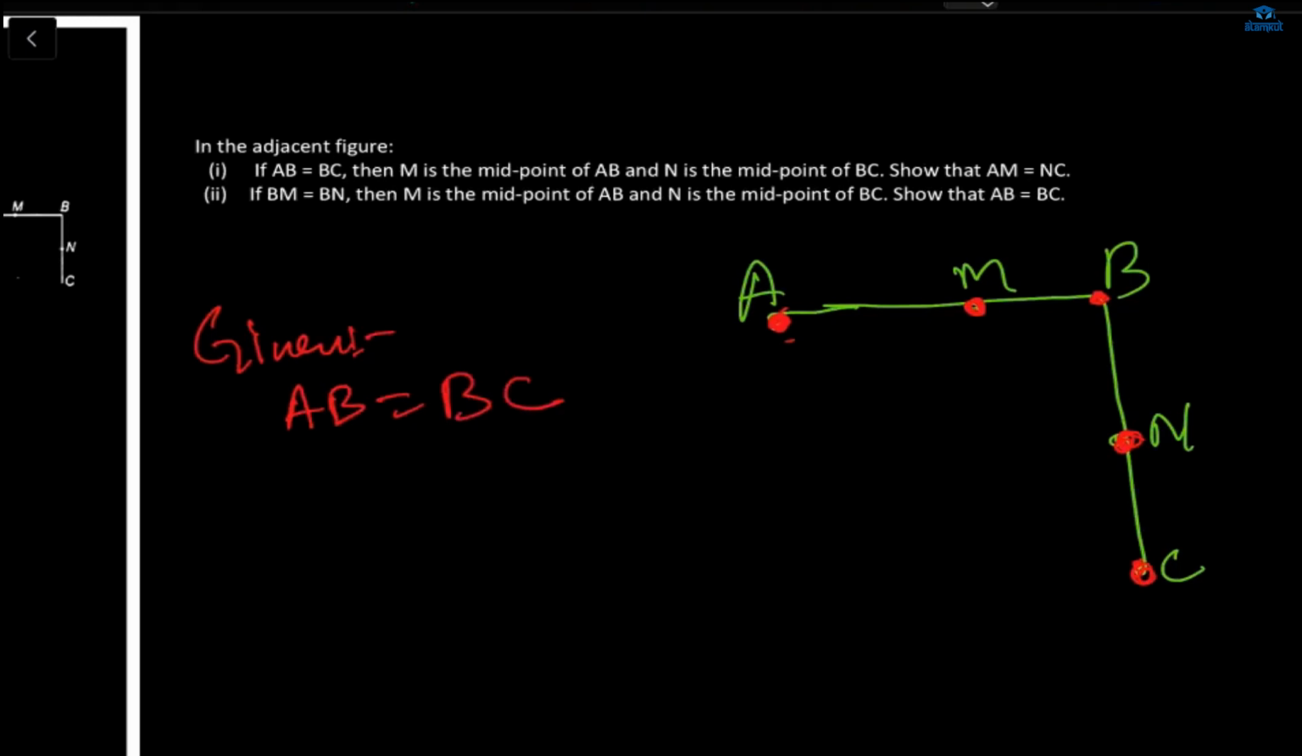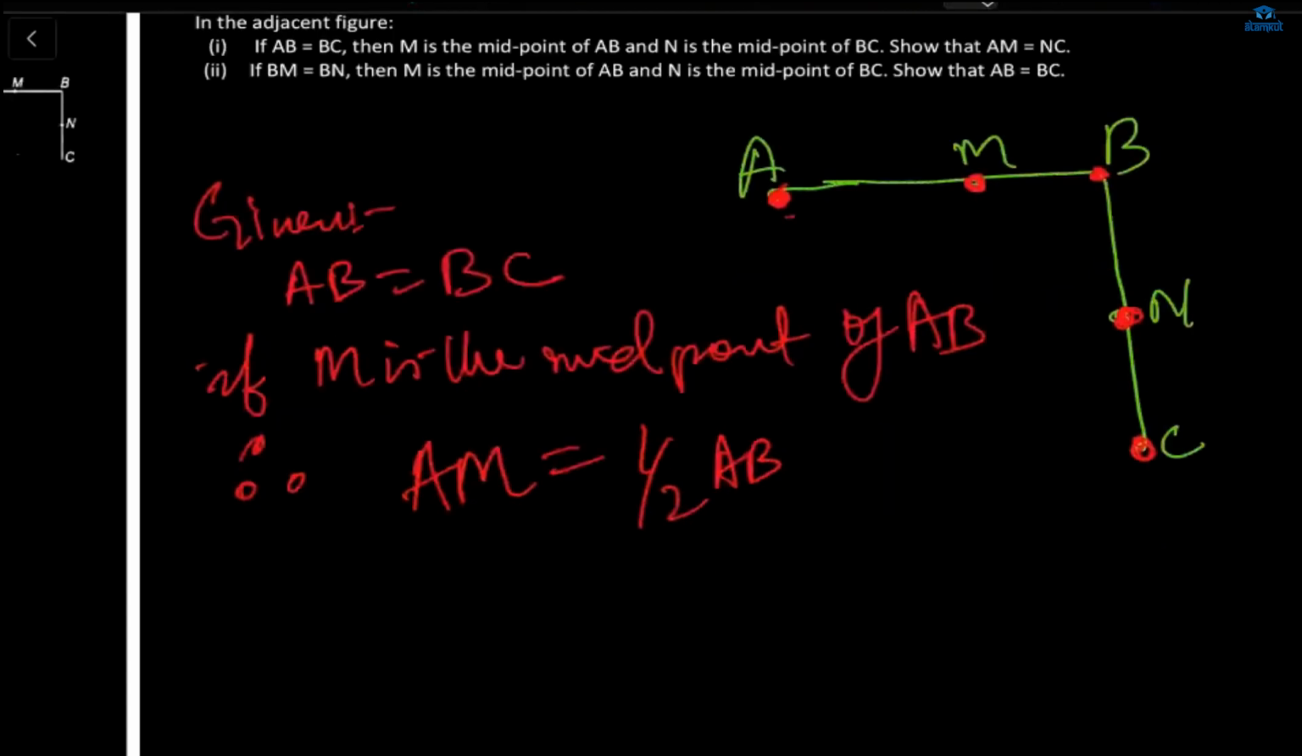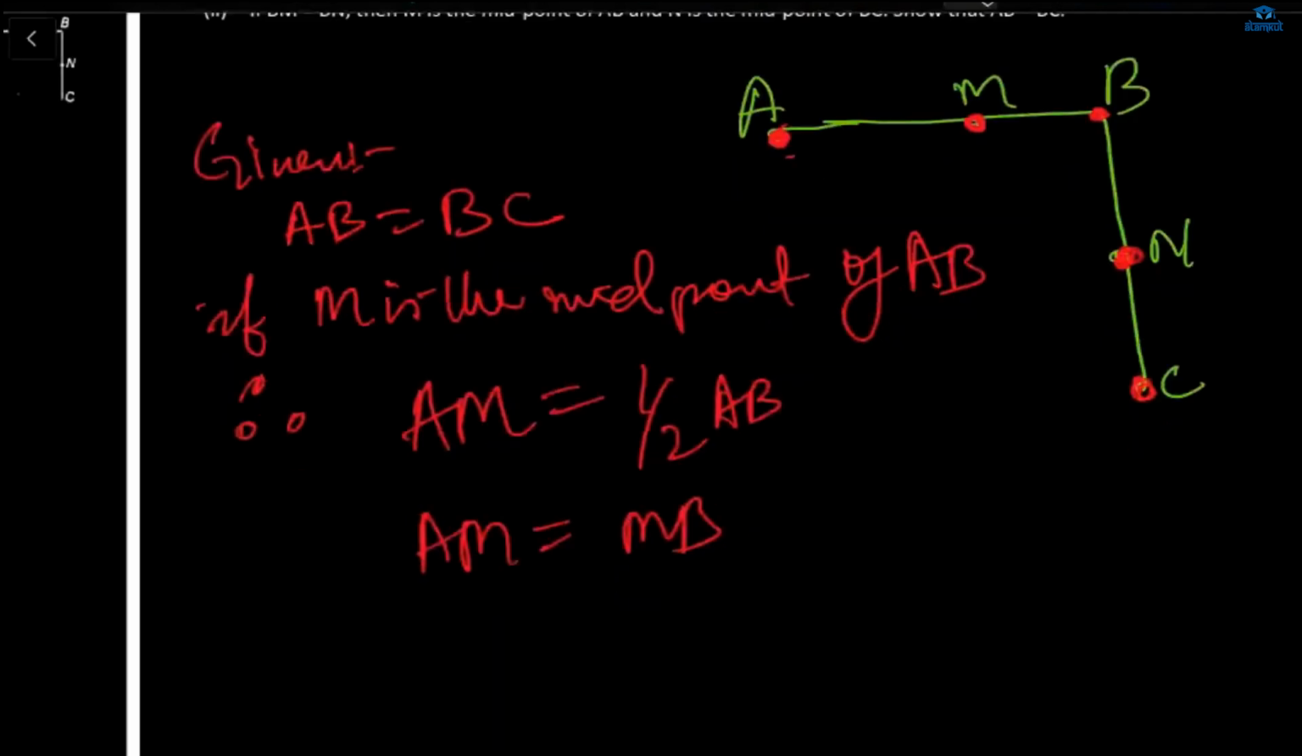M is the midpoint of AB and N is the midpoint of BC. If M is the midpoint of AB, that means AM is equal to half of AB. In fact, AM equals MB, and this is equal to half of AB. Am I right? Yeah.